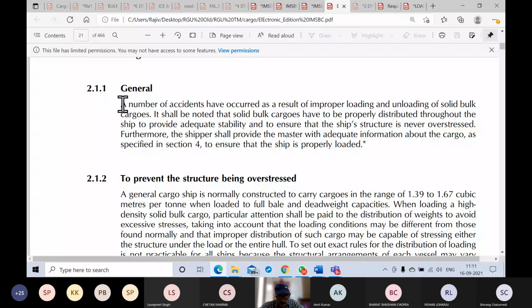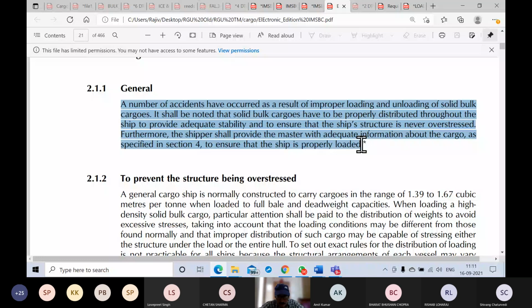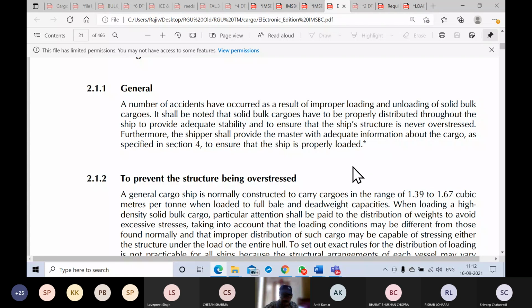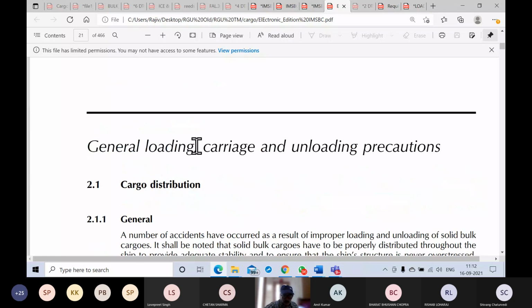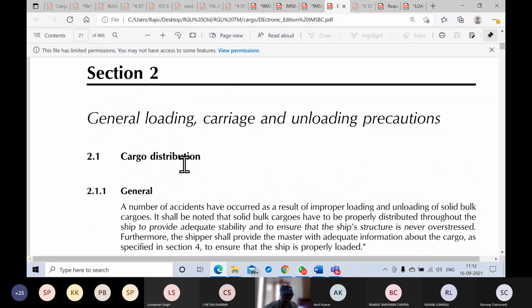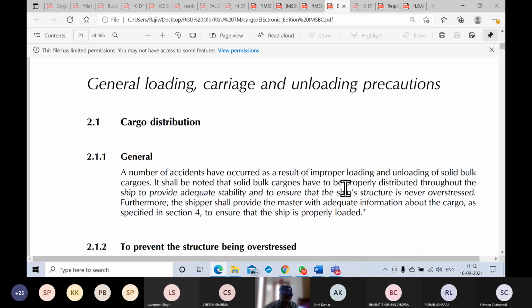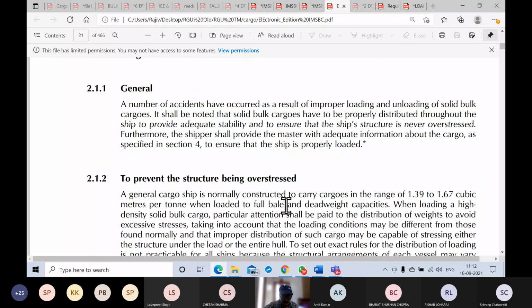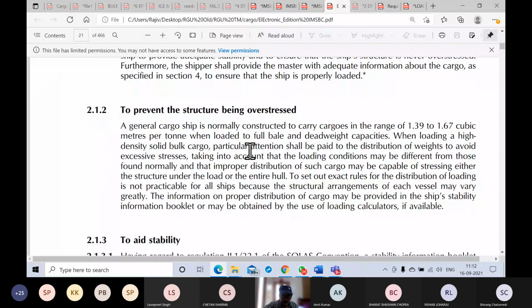So you can mention that in your answer, although the question is not pertaining to IMSBC, but you can include that in your answer to what happens when you are loading a cargo improperly. You can refer to this by reference to section 2 of IMSBC. Improper handling or loading can lead to damages. Right? Now this is just starting actually. Prevent structure being overstressed.